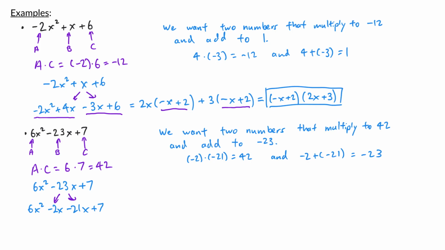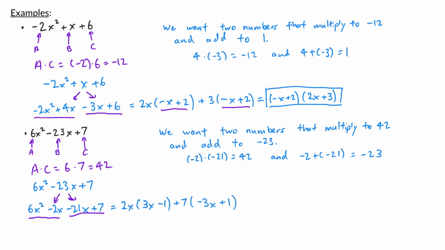In step 3, we'll split up our quadratic into two groups. We'll look at 6x squared minus 2x as one group and negative 21x plus 7 as my second group. If I factor the first group, 6x squared minus 2x, I notice that I have a common factor of 2x. So I pull that out, and what's remaining is 3x minus 1. In the second group, negative 21x plus 7, I notice that there's a common factor of 7. So if I pull out the 7, what's remaining is negative 3x plus 1.